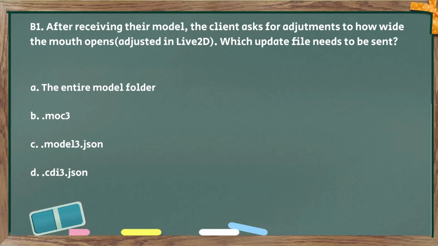Okay, bonus pro questions. After receiving their model, the client asks for adjustments to how wide the mouth opens. Which update files need to be sent? Only the MOC3 file needs to be sent because that's where it stores all the deformer and mesh information.